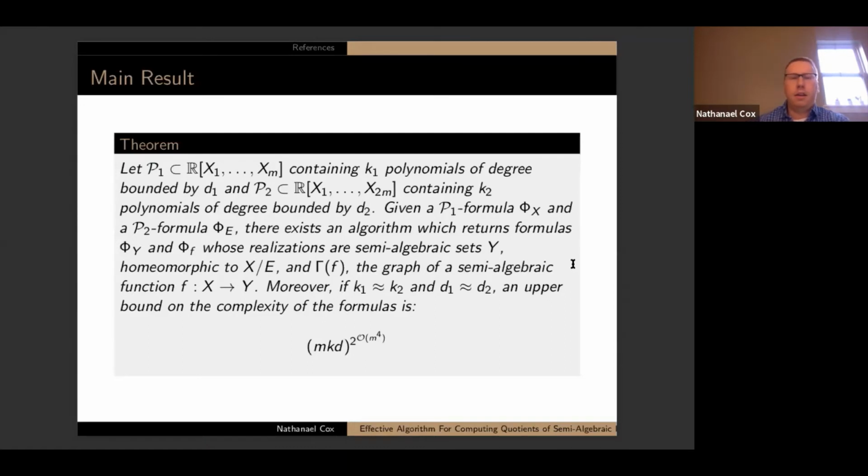All right, and then moreover, if K1 and K2 are approximately equal and D1 and D2 are approximately equal, we can get an upper bound on the complexity of the formulas here, where K and D represent the approximately equal value of K1, K2, and D1, D2 respectively. And so as you can see, this is also doubly exponential in terms of the input variables, which, as I mentioned, we use semi-algebraic triangulation in the algorithm, so we shouldn't expect necessarily anything better than doubly exponential in such a general case.